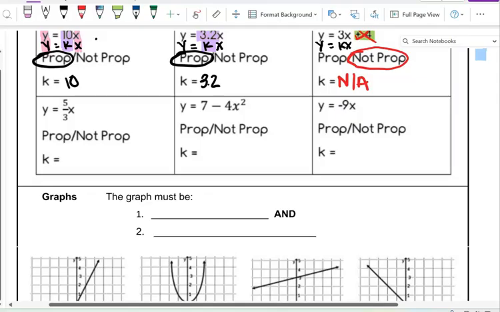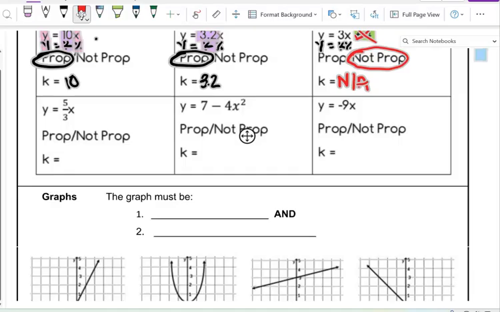So I want you to pause the video and I want you to try the next 3 on your own. And then when you are done, play the video and see if you got them right. Don't cheat. Pause the video.